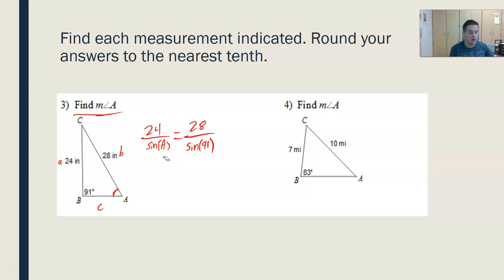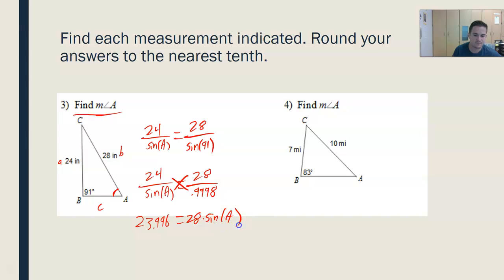Okay, well, sine of 91, I can type that into my calculator, making sure my calculator is in degrees. Sine of 91 is, I'm going to round this out to a lot of decimal places, 0.9998. So 24 over the sine of A is equal to 28 divided by 0.9998. Really close to 90 degrees, so it's really close to sine of 90 degrees, which is 1, but not quite. Then I'm going to cross multiply. 24 times 0.9998 is 23.996, which is equal to 28 times the sine of A.